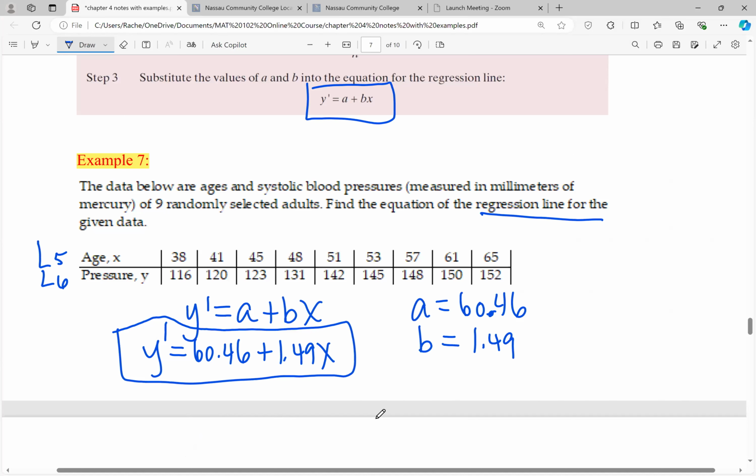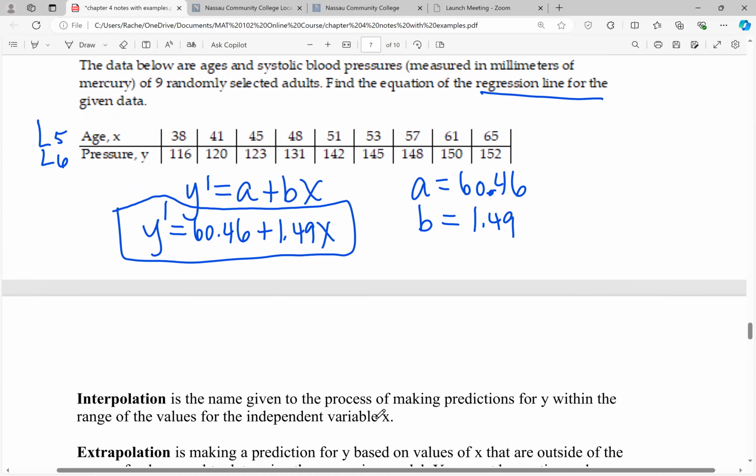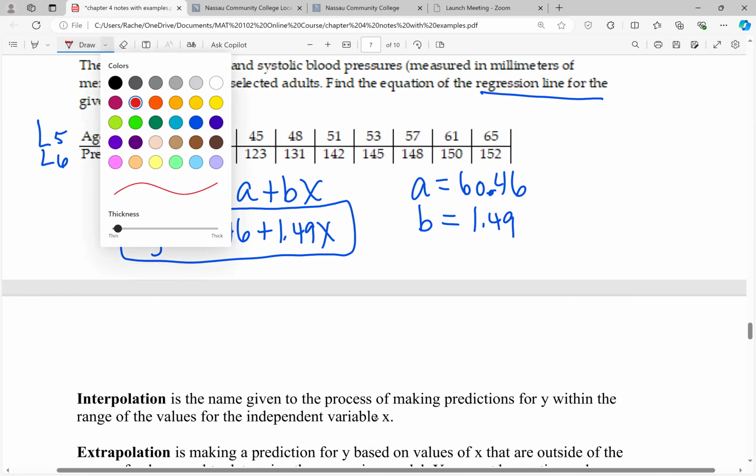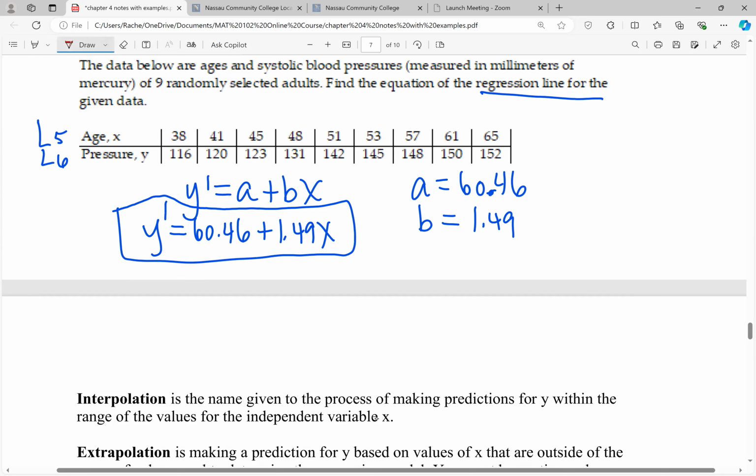So I do want to do one more thing before we wrap up. I want to interpret the slope and the y-intercept in this equation that we have here, because I think it's really important. So let's interpret. The 60.46, this is the y-intercept, right? And the 1.49 is the slope. So let's interpret the slope and the y-intercept in the context of this question.